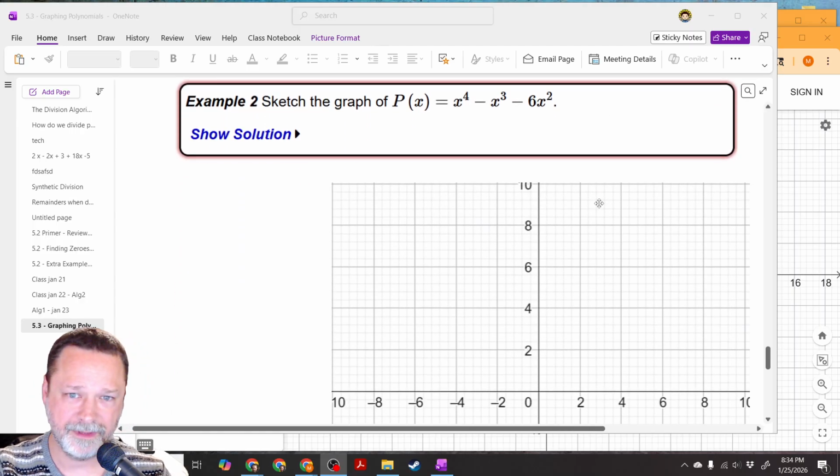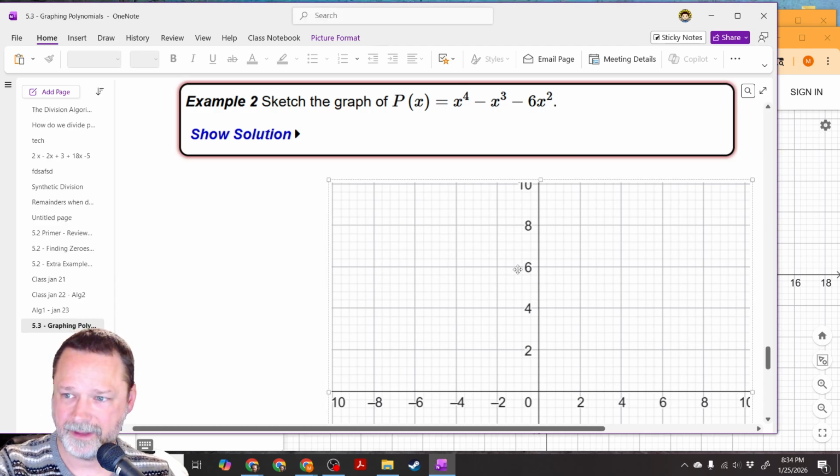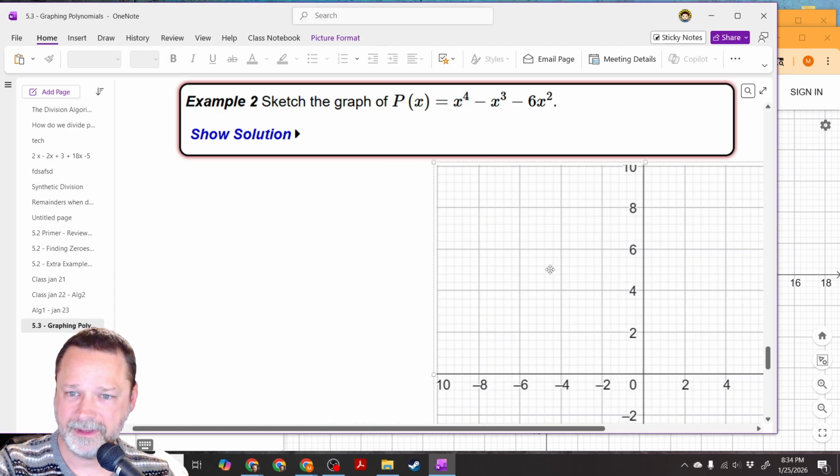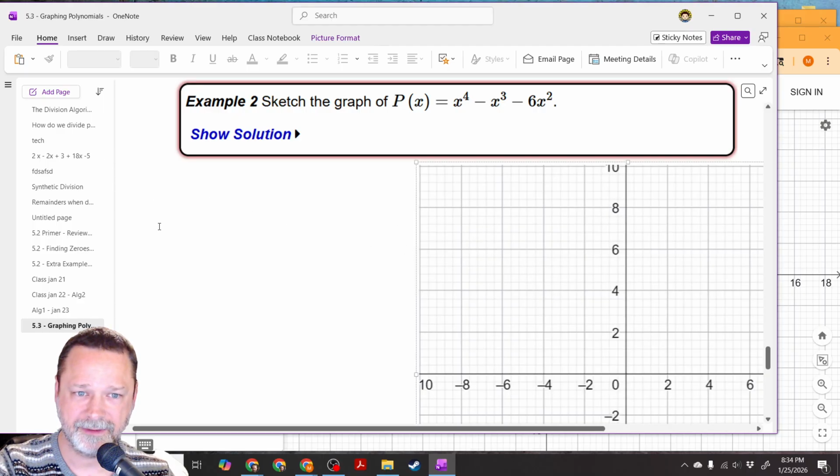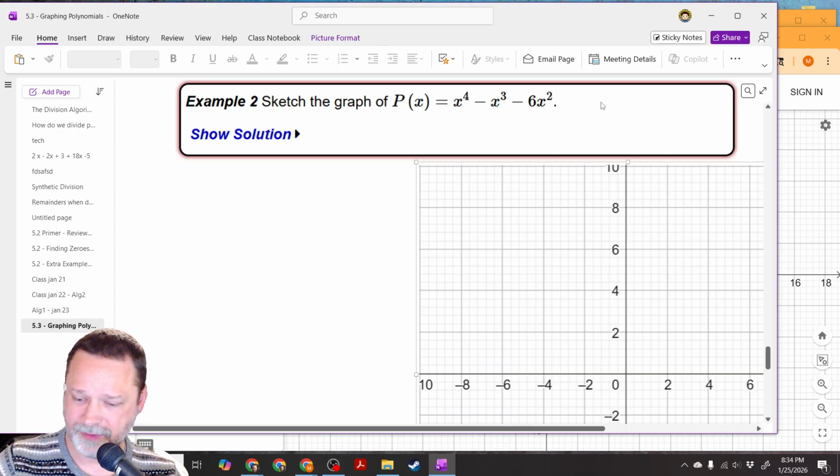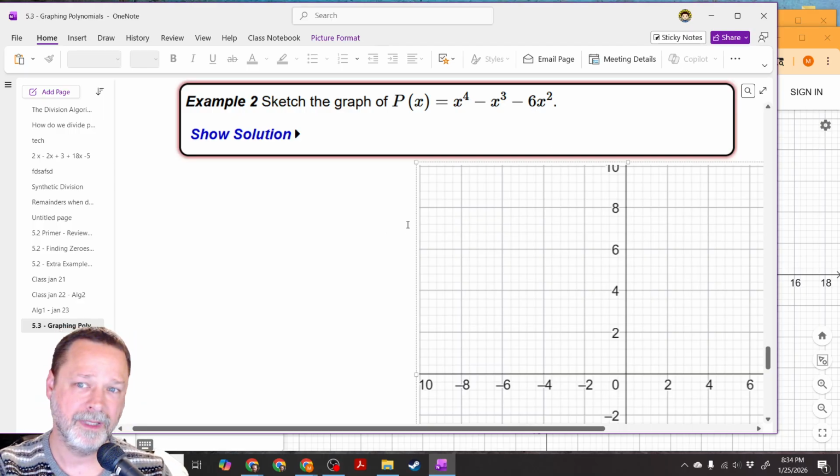Okay, so let's do this one right here that we got. I think I might move this over a little bit, give ourselves a little bit extra room over here. And let's start messing around with p of x equals x to the fourth minus x cubed minus 6x squared. And I do like to find my roots first.